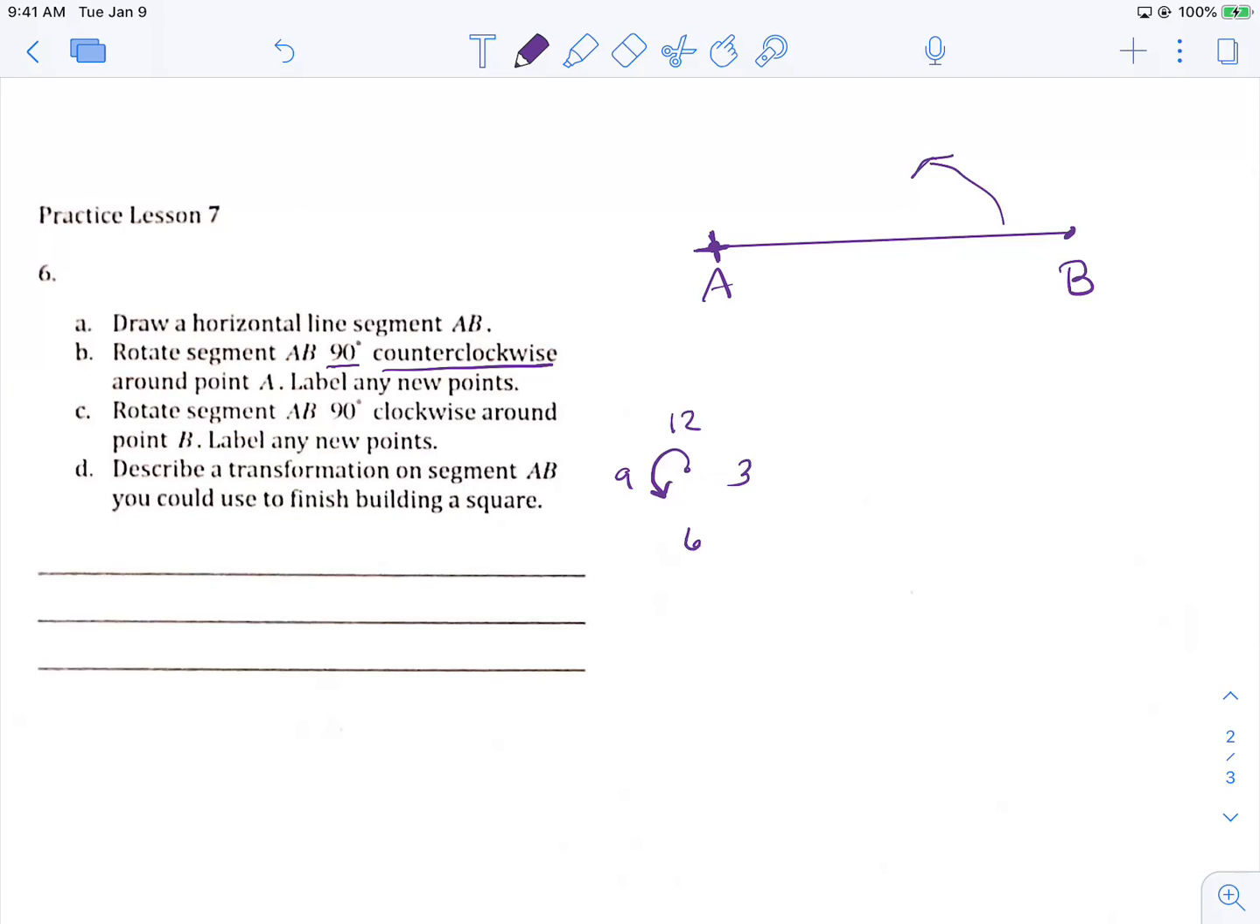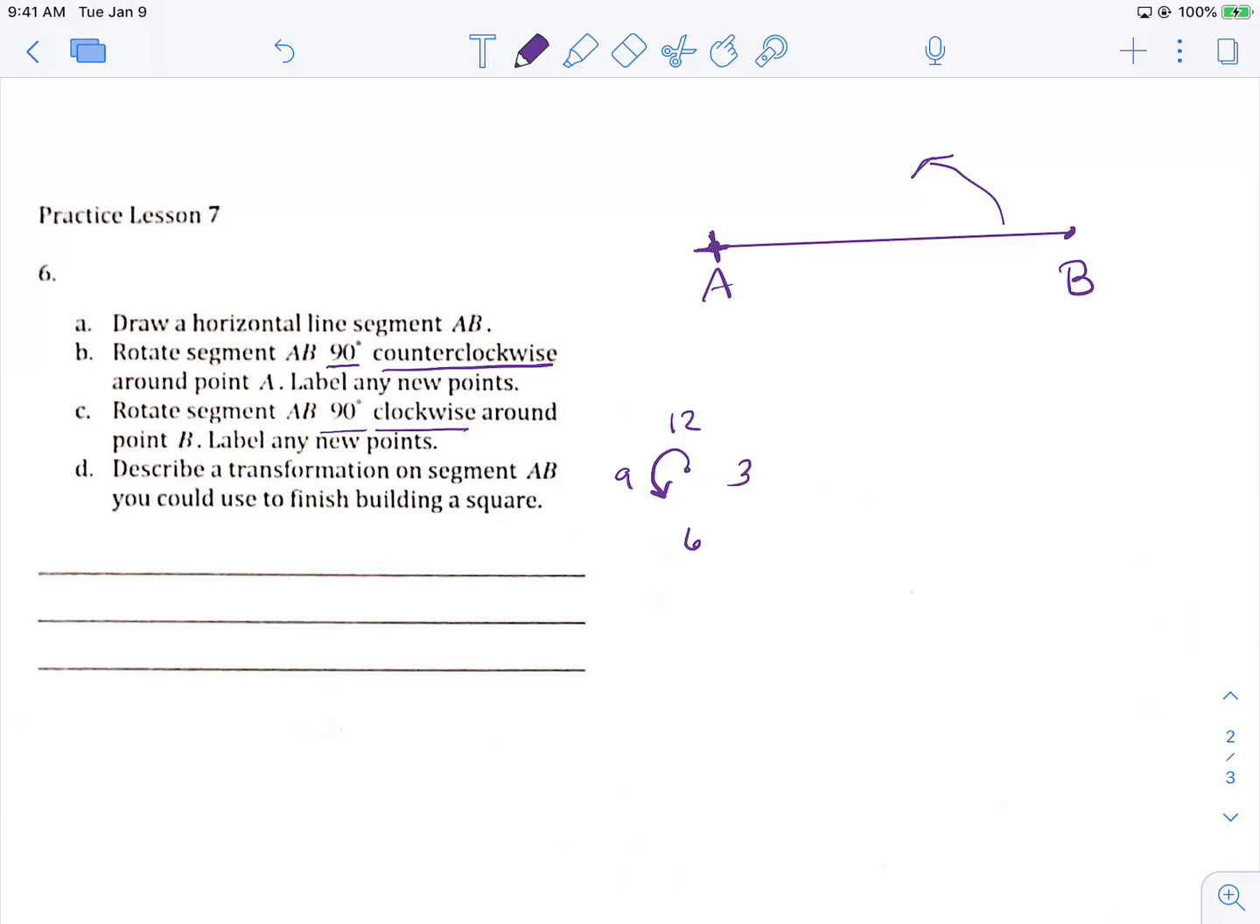Then you're going to label any new points. Remember to use your prime symbols. Then you're going to rotate segment AB 90 degrees clockwise around point B, and then label any new points. And then you're going to describe a transformation of segment AB you could use to finish building a square. So you have a place to do that.